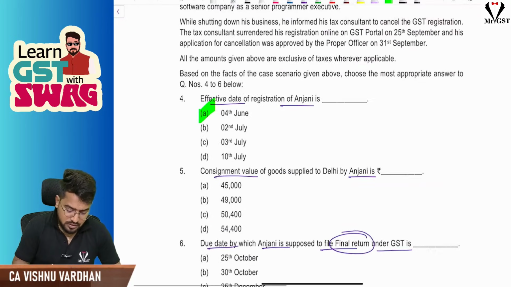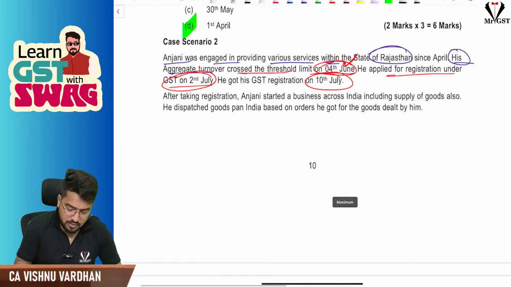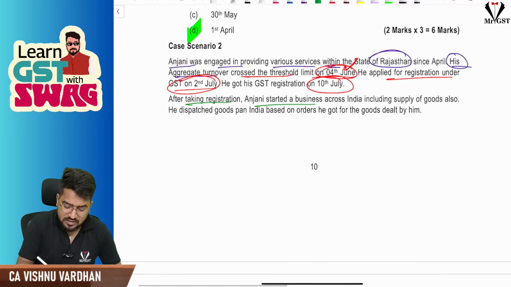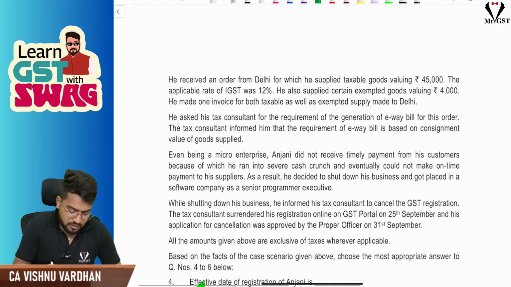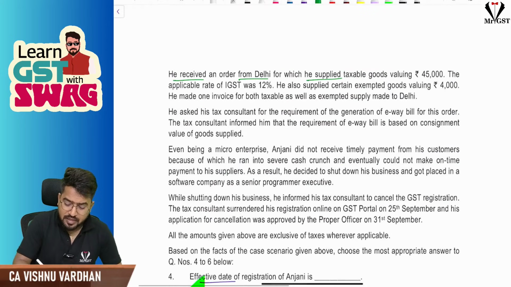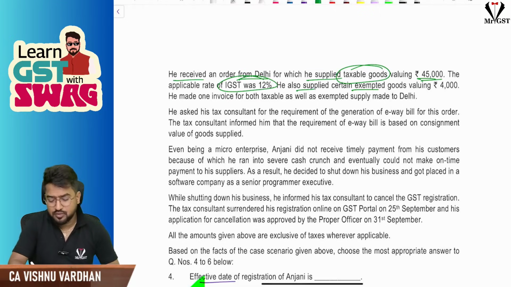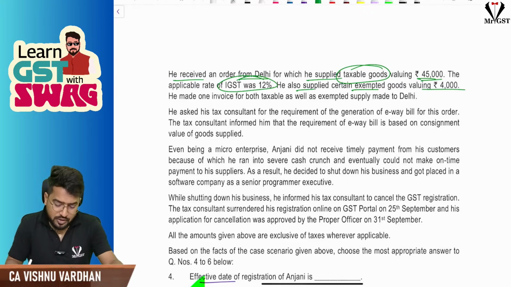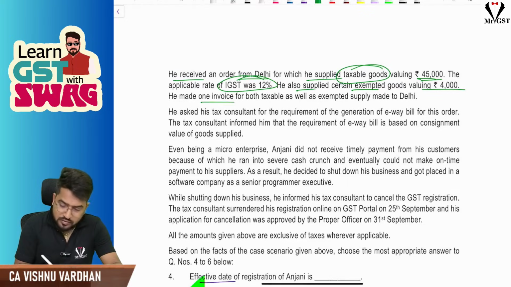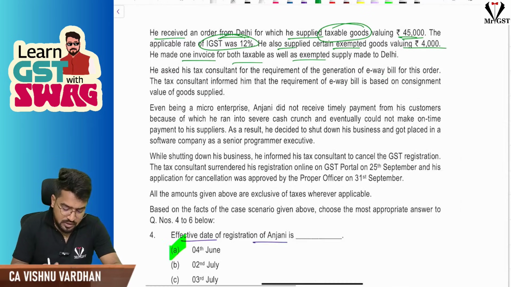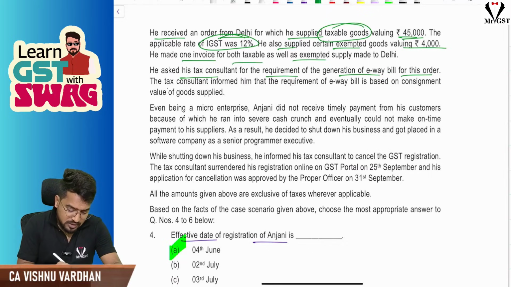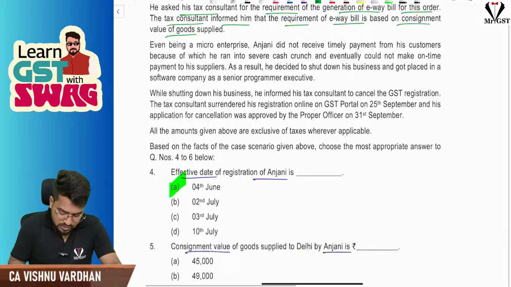Okay. Next, after taking registration, they gave some story. Anjani started business across India, including supply of goods, also dispatched goods pan India on orders received. Next, he received an order from Delhi for which he supplied taxable goods value 45,000, IGST 12%. Also supplied certain exempted goods valuing 4,000. So he made one invoice for both the taxable as well as exempt supplies. He asked his tax consultant for the requirement of generation of e-way bill for this order. Okay, fine, on consignment value. And there is a question, the consignment value.